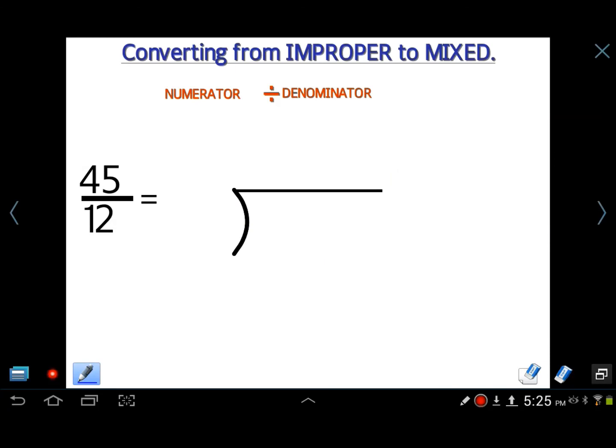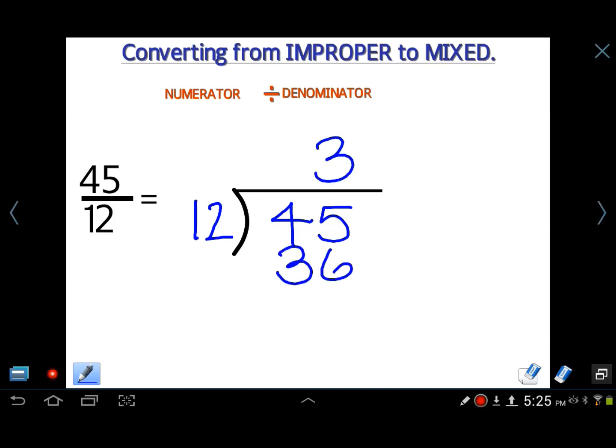Here's another one, 45/12. So what goes in the dividend part? The 45. 12 goes here. Divide by 12. 12 divides into 45 3 times. 3 times 12 is 36. 45 minus 36 is 9. And 9 is your remainder. 12 is your denominator. Now, is there anything you notice about this answer that we can possibly change?